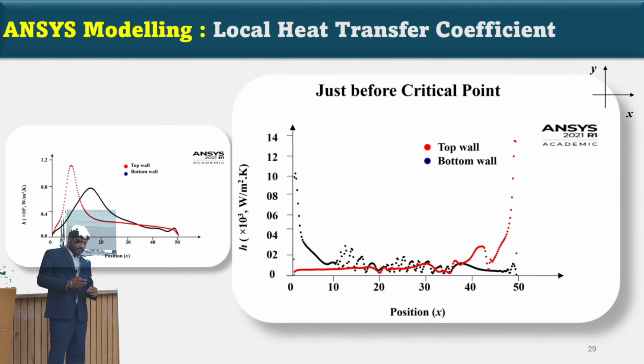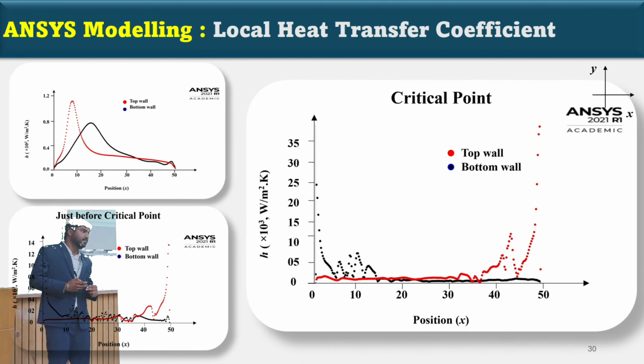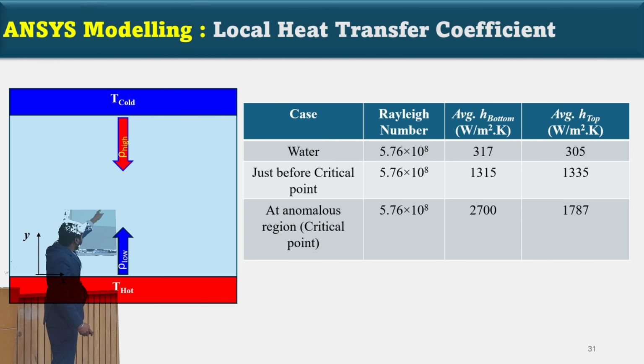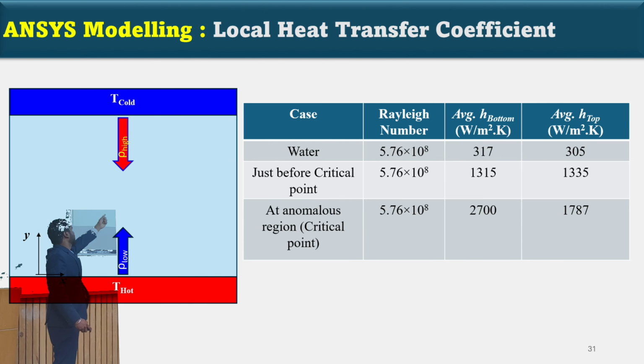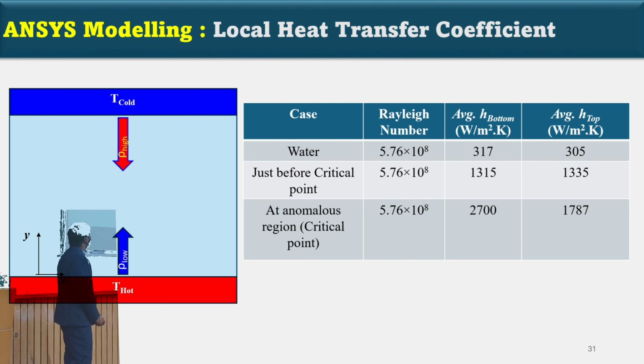So there is a rigorous heat transfer happening inside the chamber, right? You can see, to have a constant Rayleigh number. This is the average H bottom and H top.